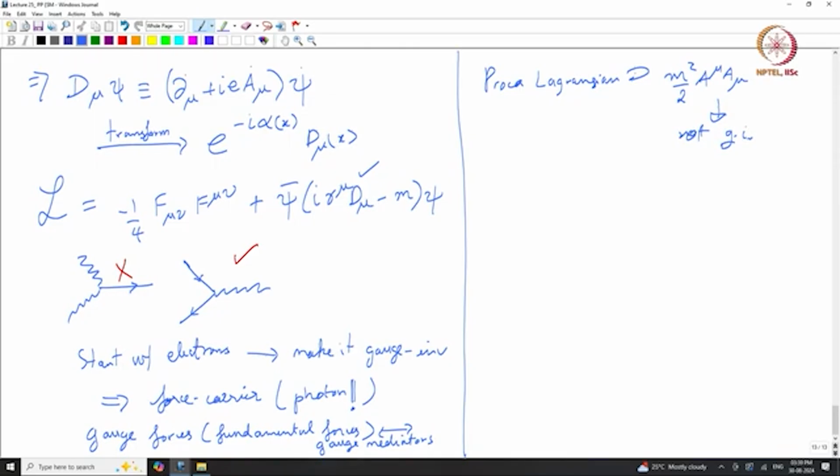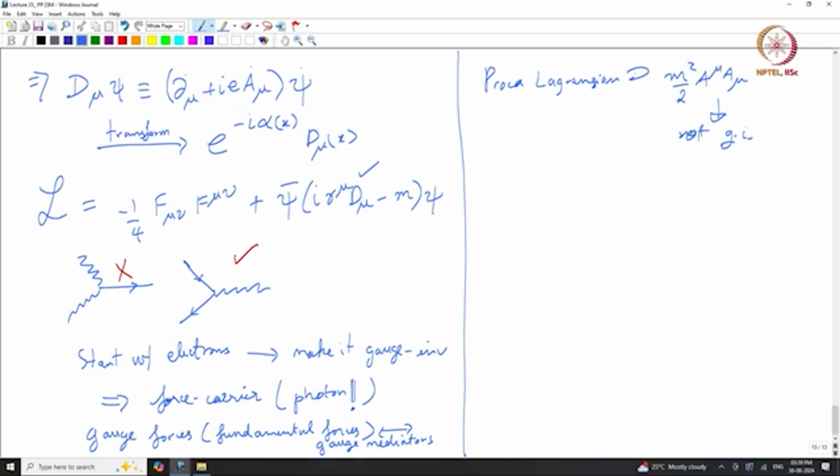So gauge invariance forced all of these things to be massless and also forced them into existence, so that they could mediate these forces, mediate interactions between spinors and scalars, okay. This is one physical way to think about this, okay.